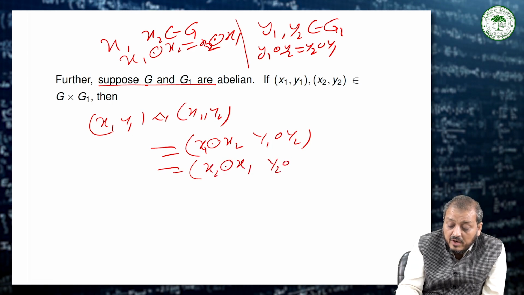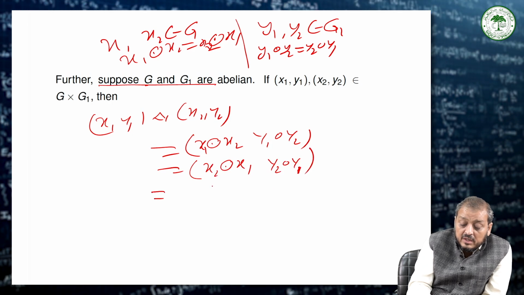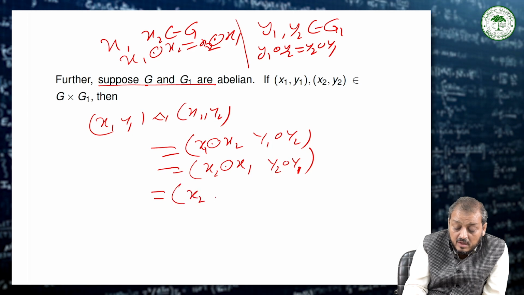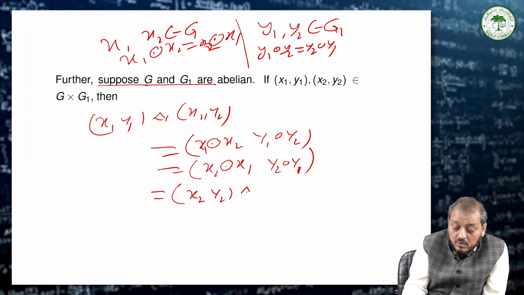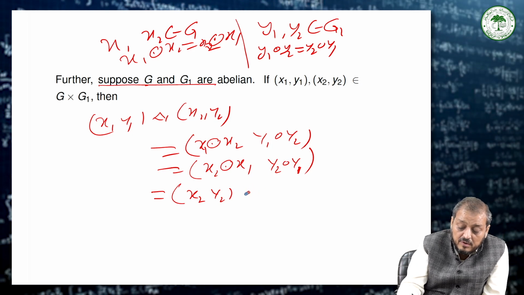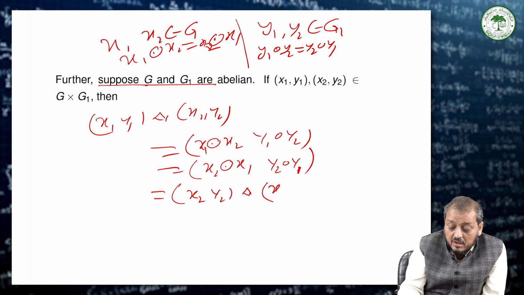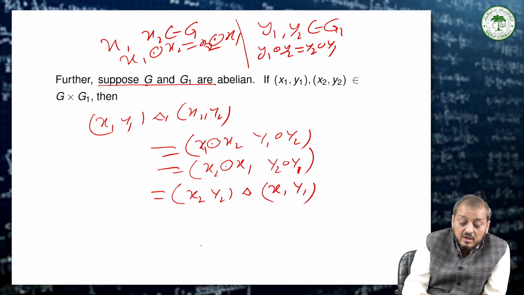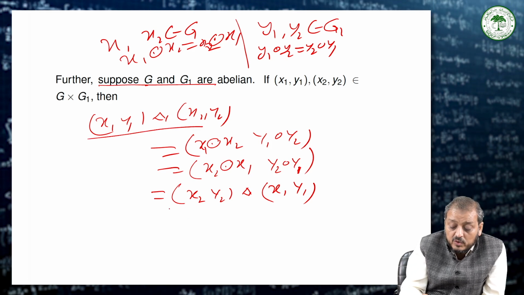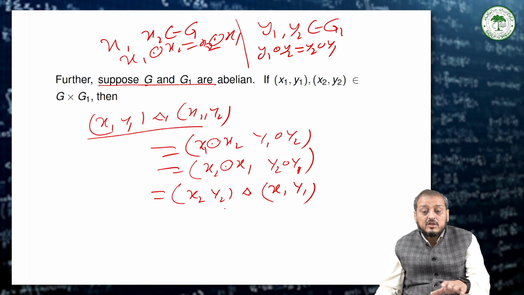This can be written as (x2, y2) circle (x1, y1). And now, again using the property of the diamond operation, this can be written as (a x2, a y2), and the diamond of this can be written in the form of (x1, y1). So this means we have shown that (x1, y1) diamond (x2, y2) is the same as (x2, y2) diamond (x1, y1).